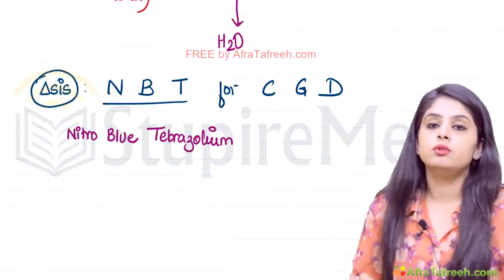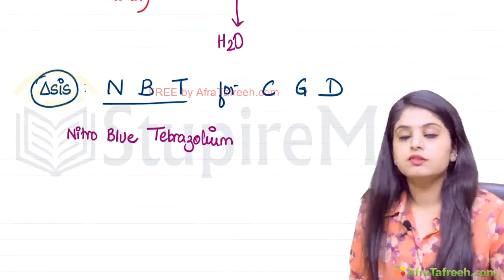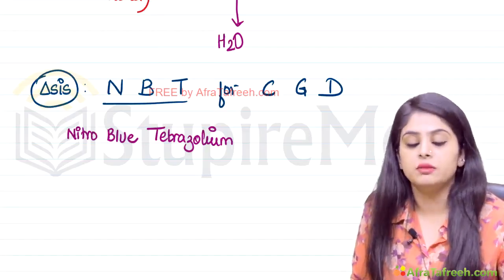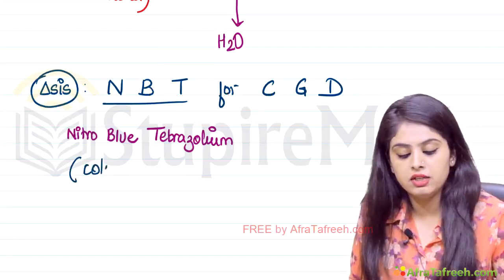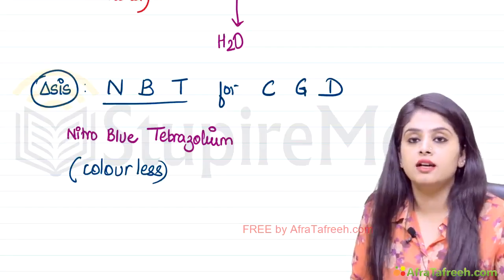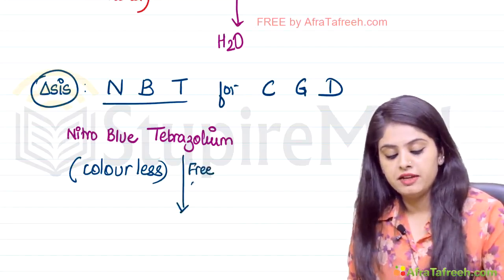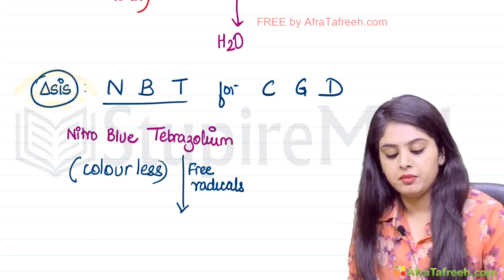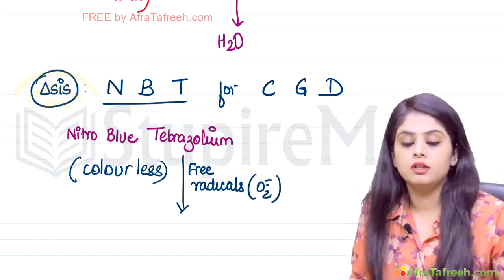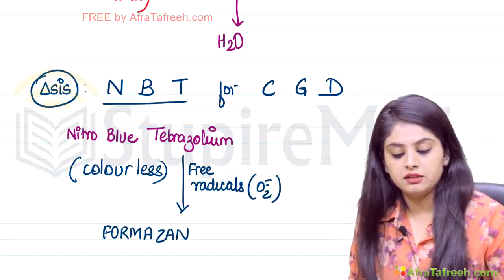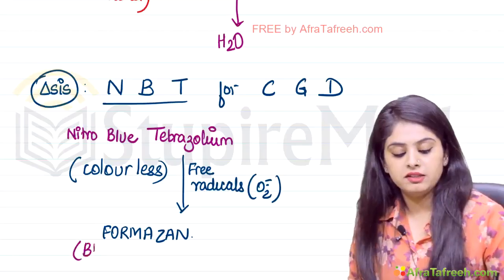NBT, nitro blue tetrazolium. Now students, the basic underlying concept of this particular test is that nitro blue tetrazolium is a dye which, in its original form, is colorless. It does not have any color. But on exposure to free radicals, for example superoxide and so on, this results in the formation of a product known as formazan.